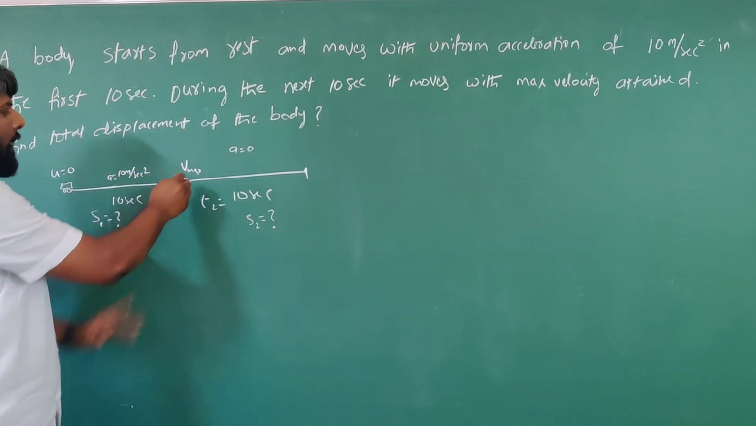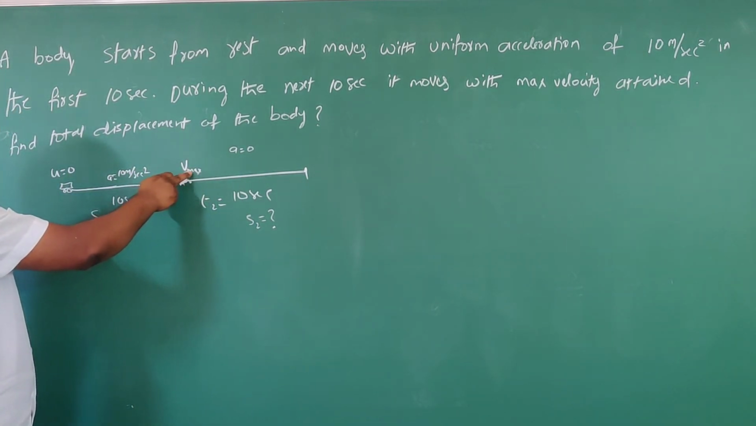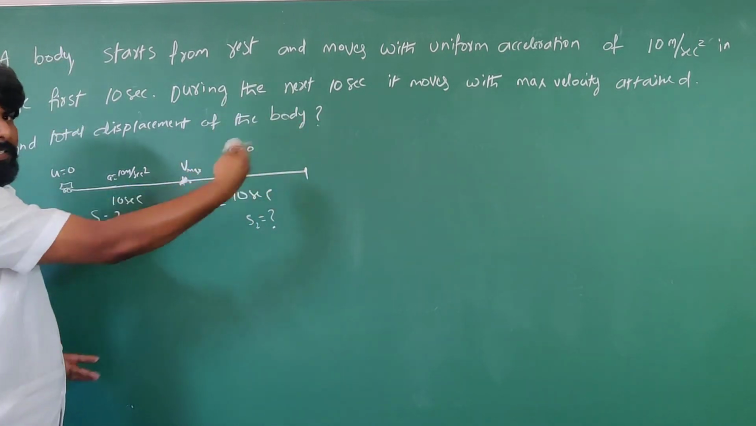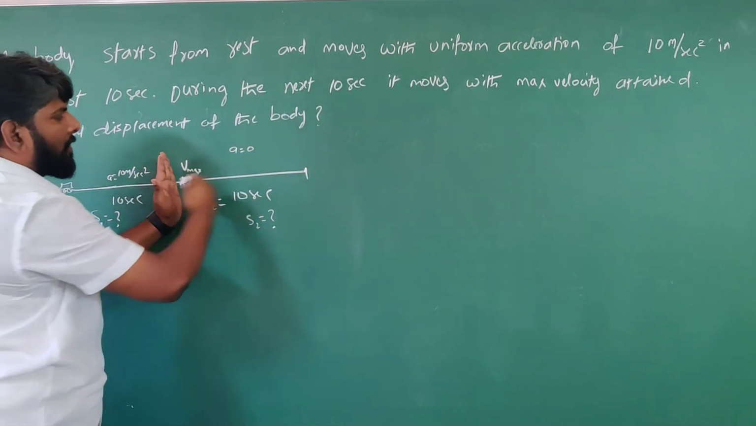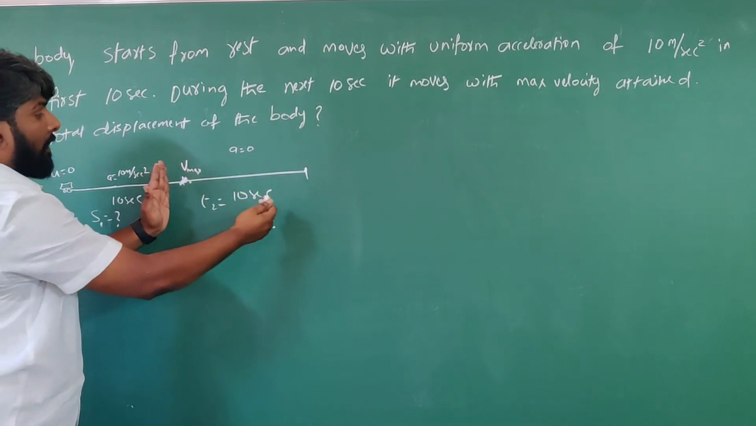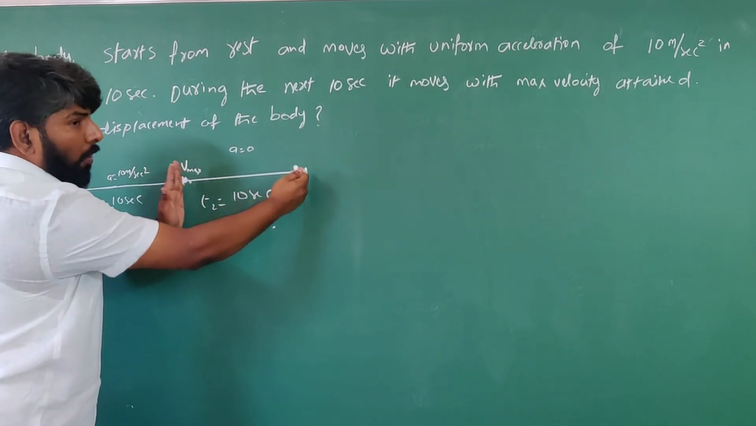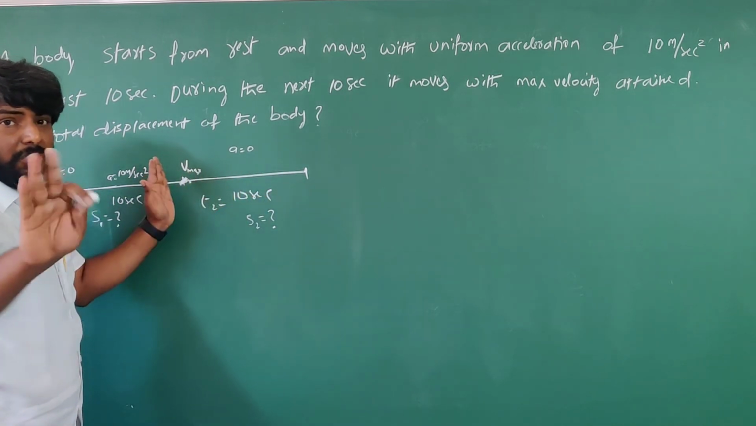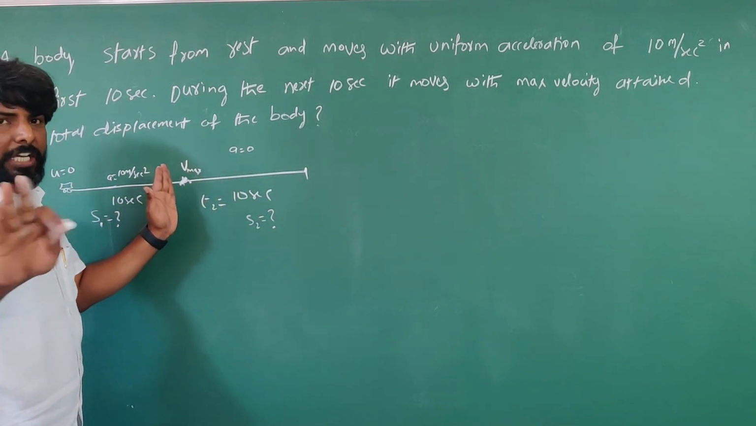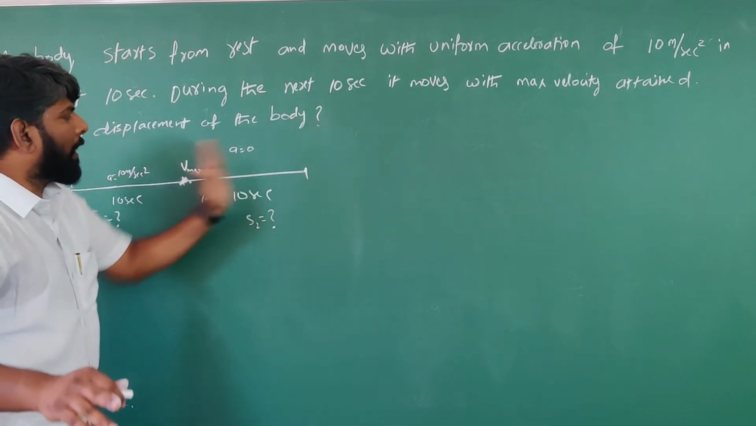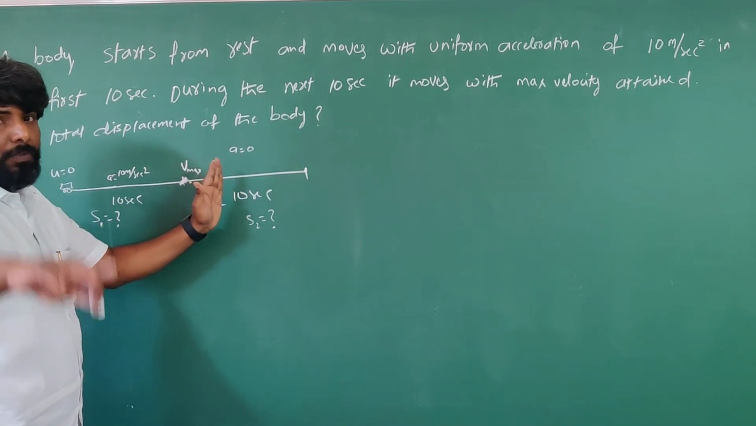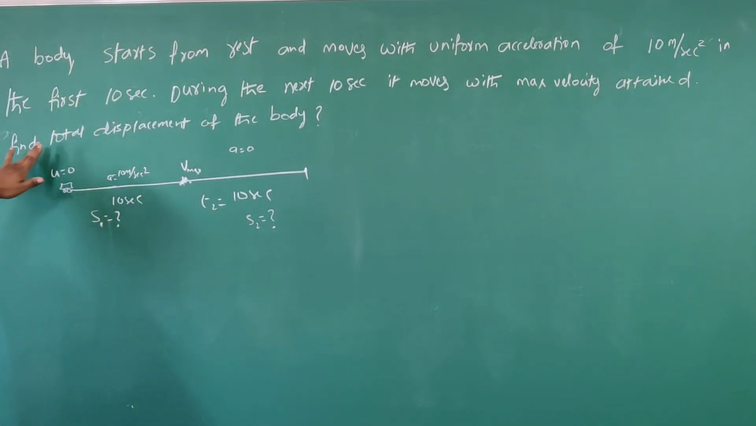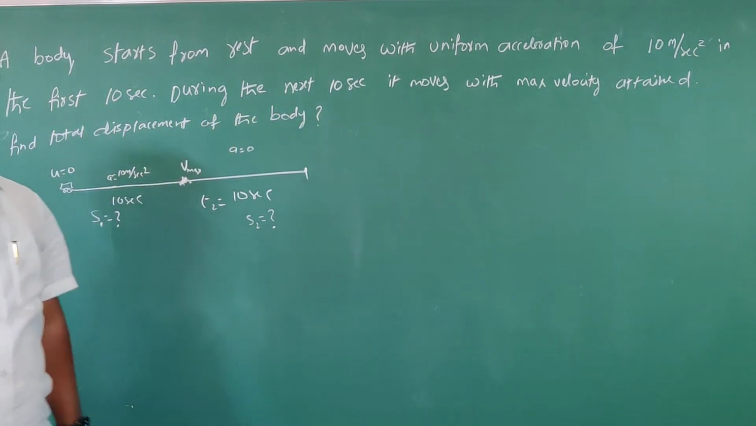After that, it attained some velocity. With that same velocity, it traveled 10 more seconds. That means in these 10 more seconds, it is traveling with the same velocity, meaning no change in the velocity. If no change in the velocity, then acceleration in that part is 0. Got it? So now what we want to find out is the total displacement of the body.